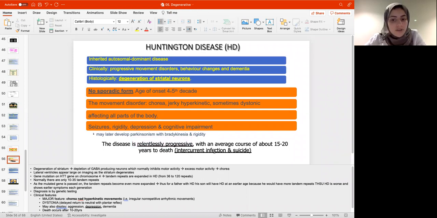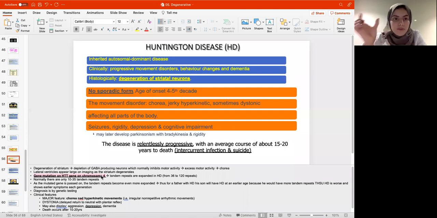And usually it's due to incurrent infection or suicide. Yeah. So as I said, the pathophysiology: depletion of GABA-producing neurons, which normally inhibit the motor activity. So they have what? Excess motor activity, like chorea. The mutation is where? It's on chromosome 4. Okay, so it's HTT chromosome form.